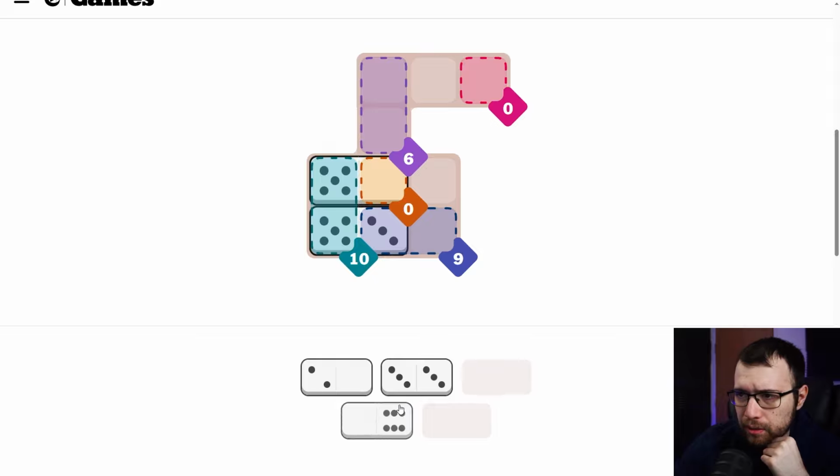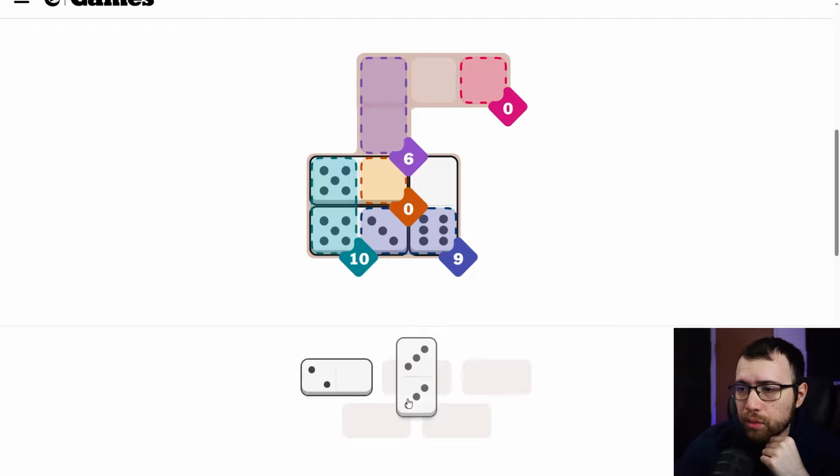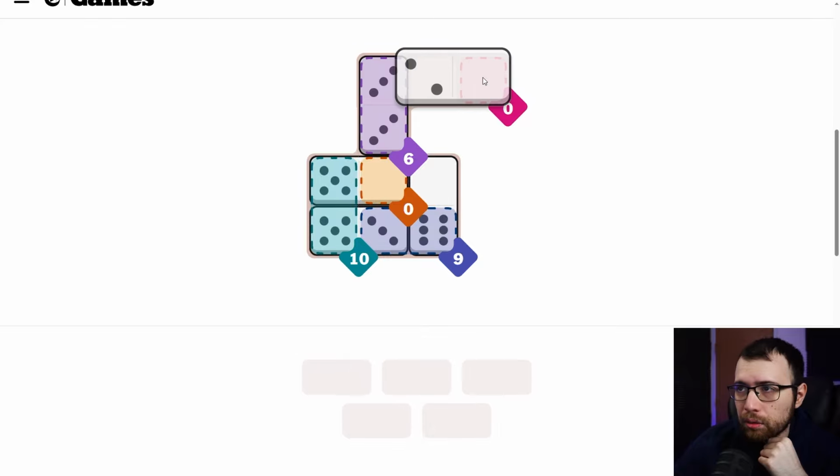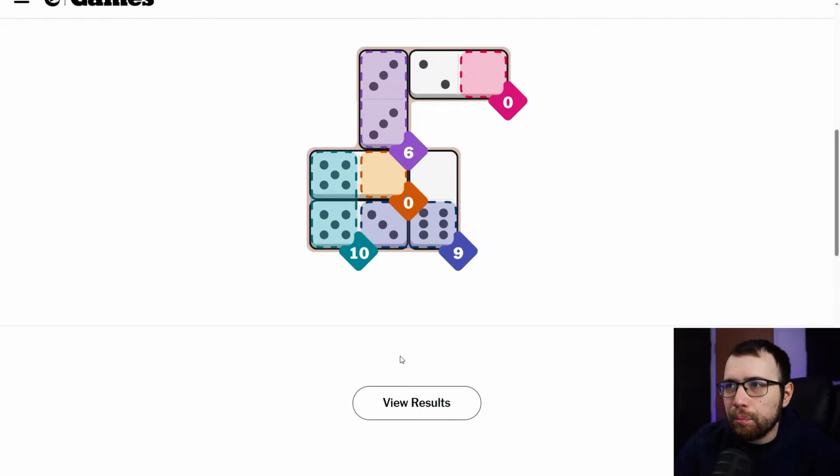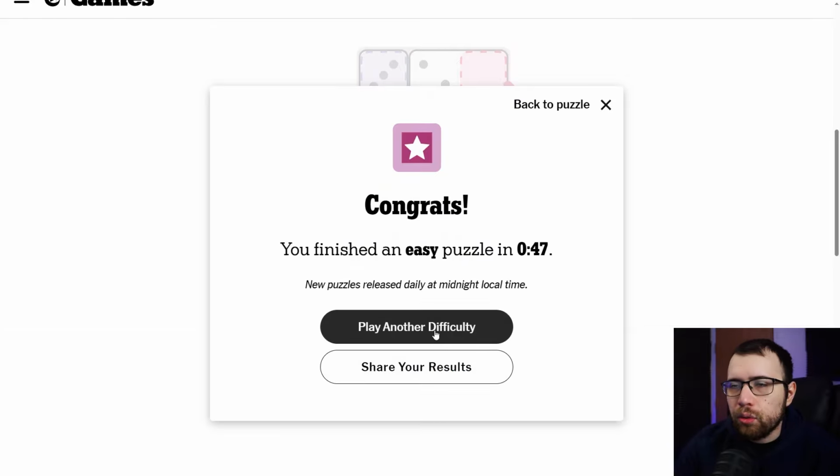This one has to be a 6 here. We only got one 6 on here. These have to add up to 6, which is our 3-3. And then the 0 goes in where the 0 is. And that is our easy puzzle. Let's go ahead and move on now to the medium one.